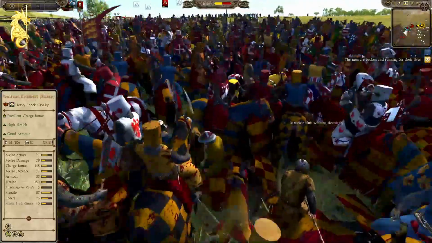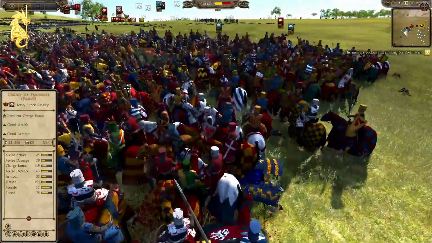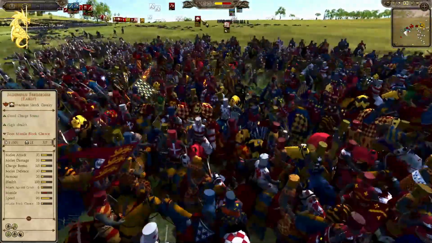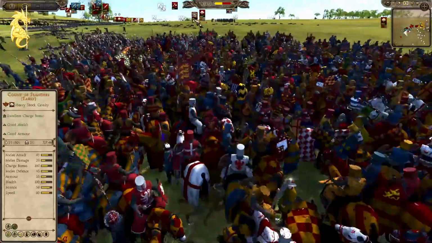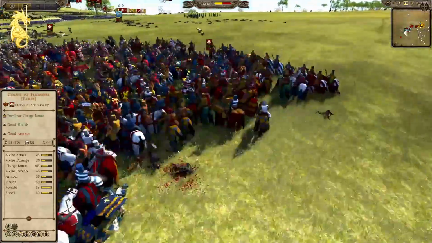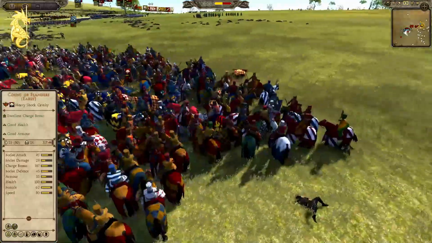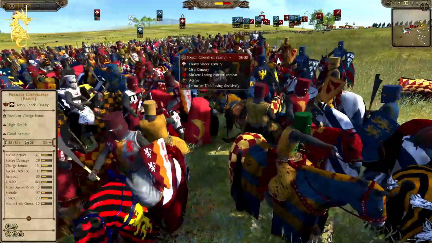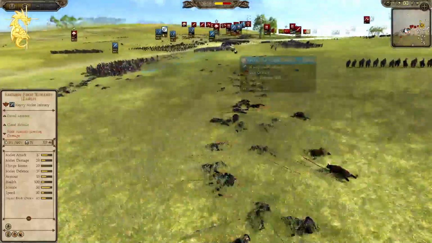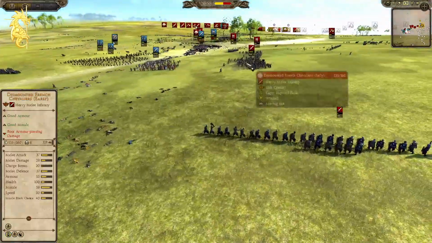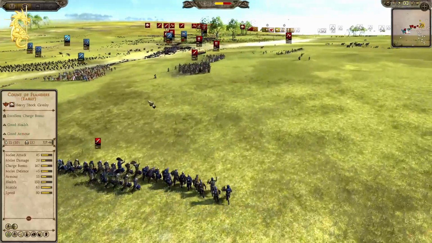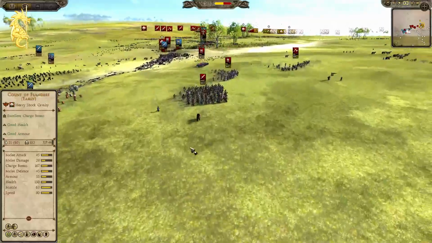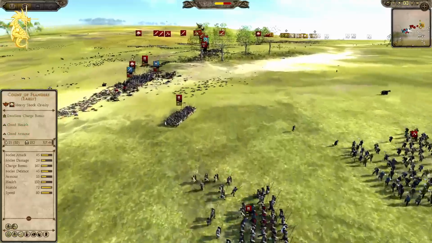Look at this massive mosh pit. In the center there, you have some sort of French units. French Chevaliers, some of their pike units. Another Chevalier unit. And it looks like the French are going to try and disengage and preserve their army here for a little bit. They've won the center.